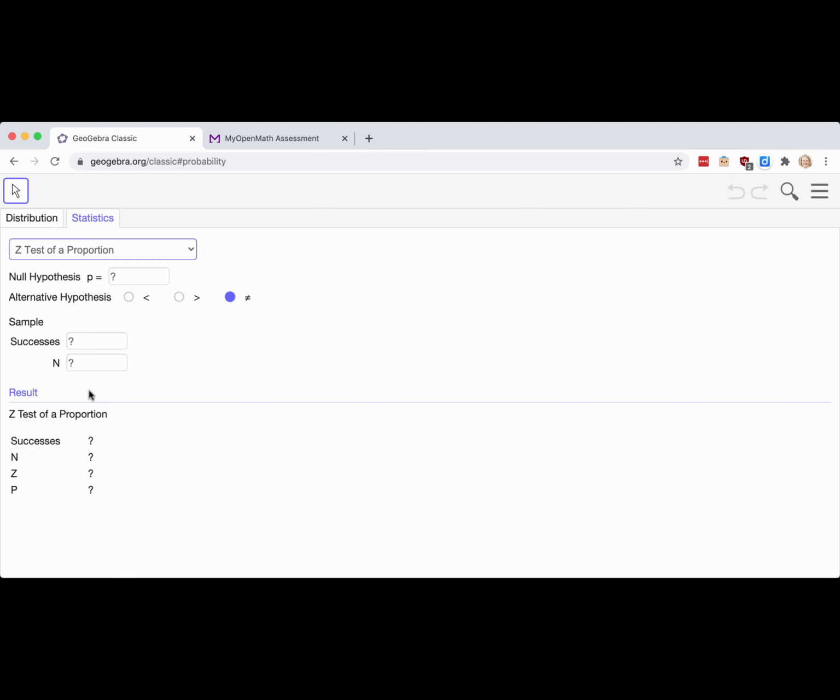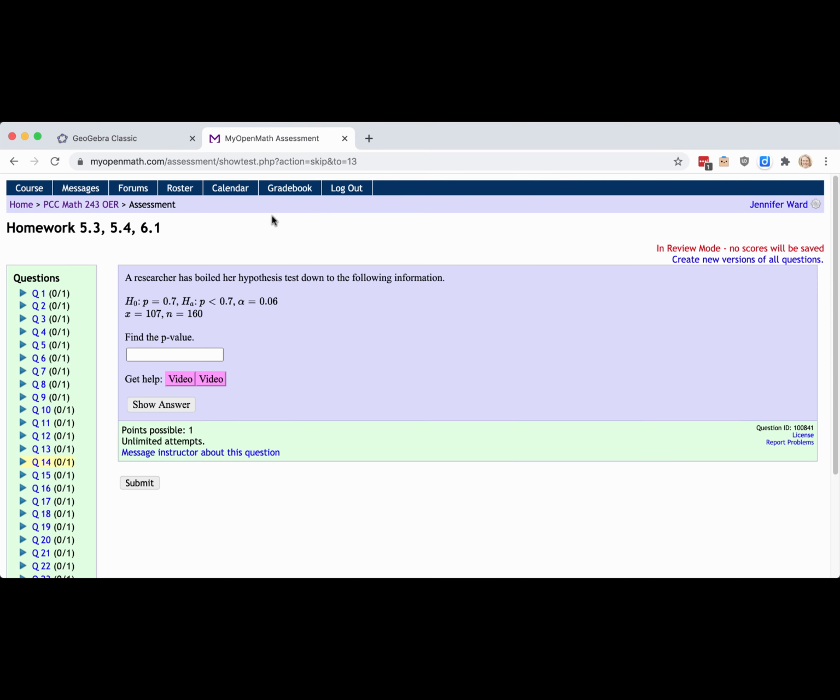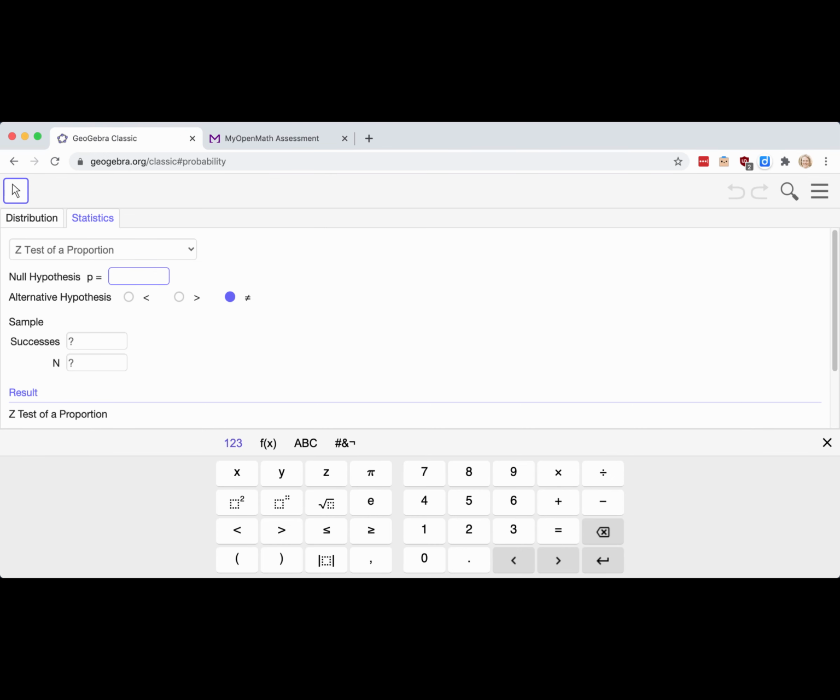So in the boxes up here is what we fill in, and then down below is our result. So the null hypothesis is the value that you'll see written in your hypothesis statement. It's the same number that's written in the null and alternative hypothesis. So let's go to an example here. A researcher boiled her hypothesis down to the following information. H naught: p is equal to 0.7. All right, so let's put in 0.7.